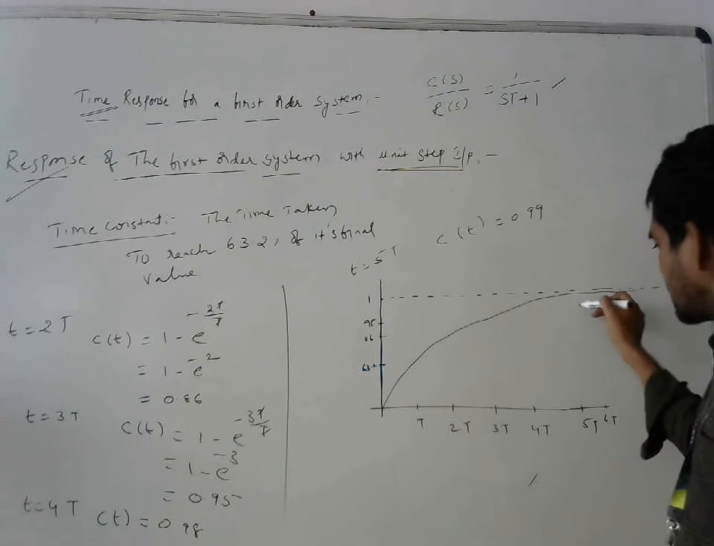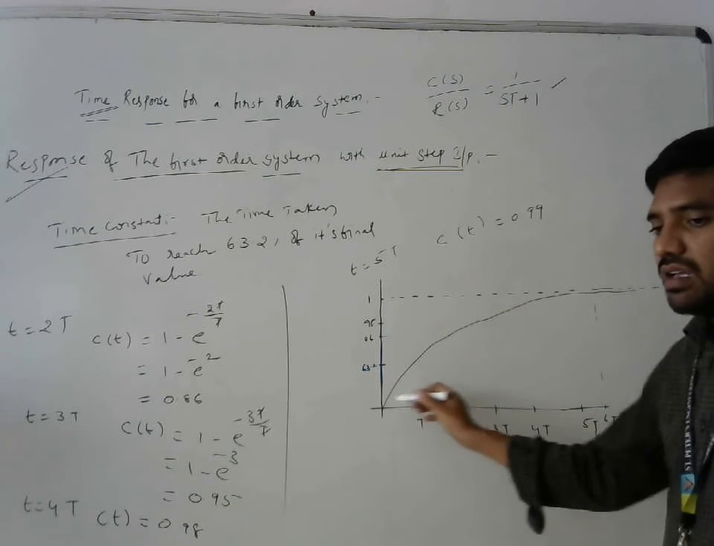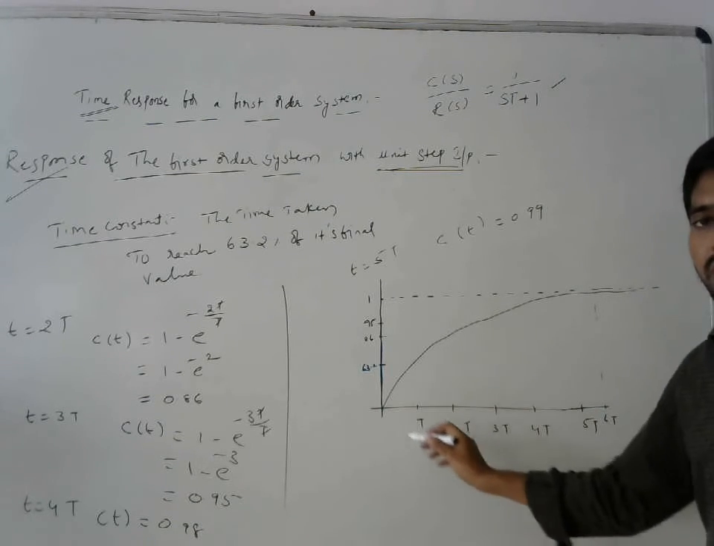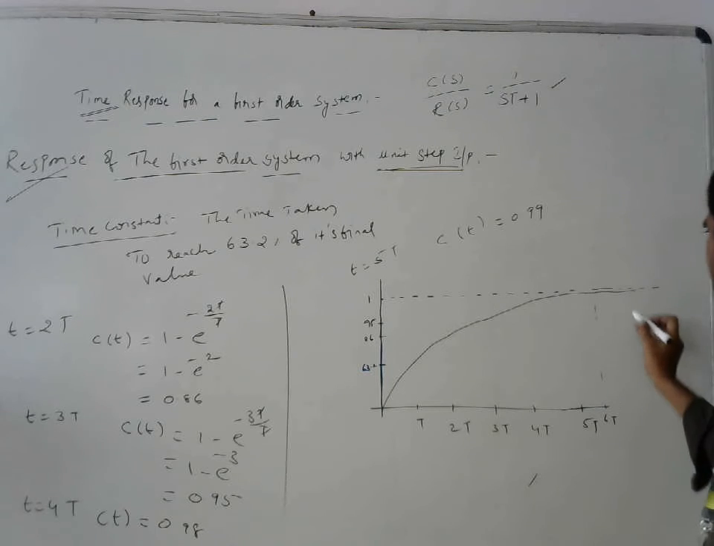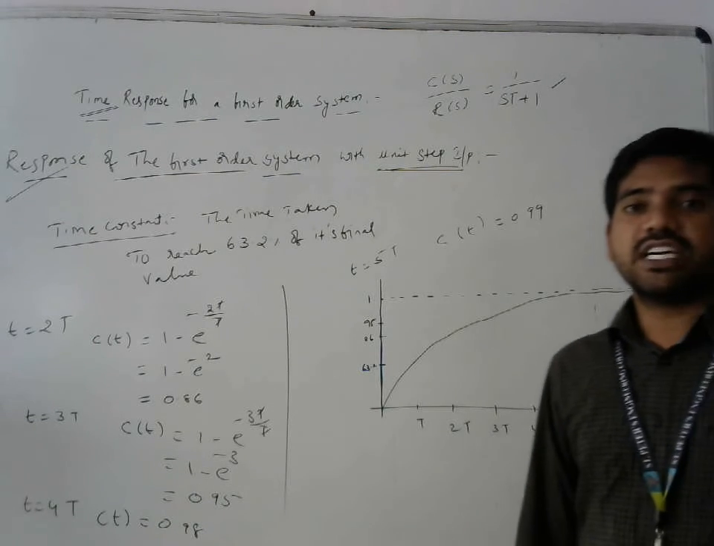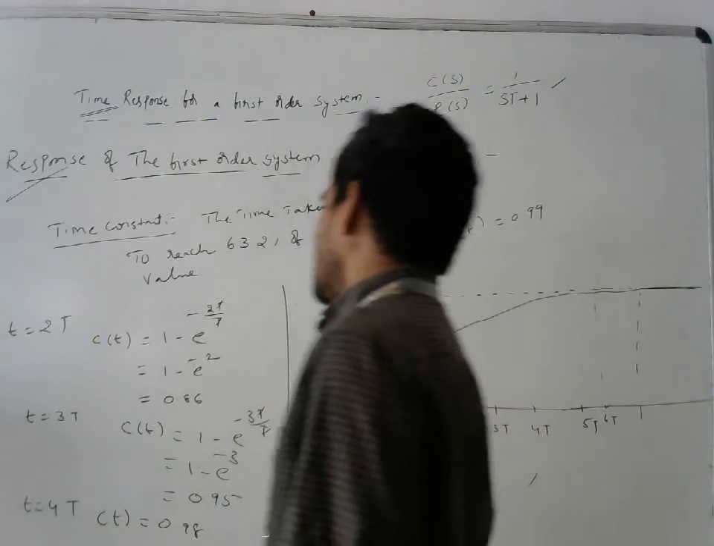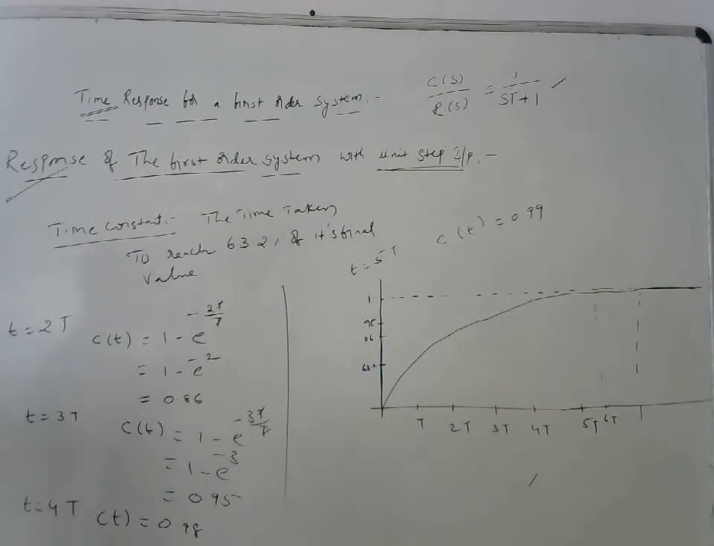Now up to this point, up to 5t or up to 6t, we call it the transient response. Once it reaches 1, from here it will become the steady state response, right? Like that, we are going to consider this very simple step signal. I am just applying a step signal.